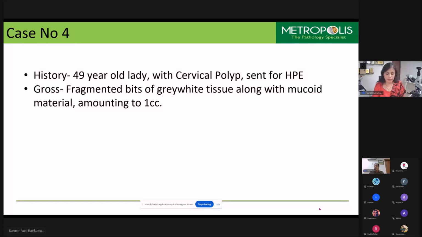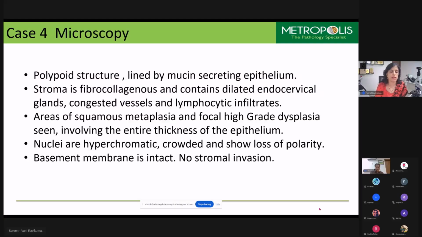Okay. So the history sent was a cervical polyp. So it was basically an endocervical polyp and the gross had mucoid material. Gayatri, you were talking about ectoendocervix, whereas in an endocervical polyp, we do not get any ectocervix. All that we get is an endocervical polyp, and the whole thing is an endocervical lining epithelium, right? But you were mentioning the ectocervical lining epithelium. So that is one correction. It was all mucin secreting epithelium. The stroma was fibrocollagenous. There were some lymphocytic infiltrates, and there were some areas of squamous metaplasia.